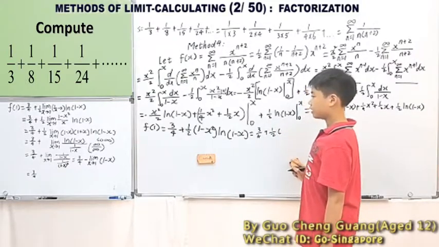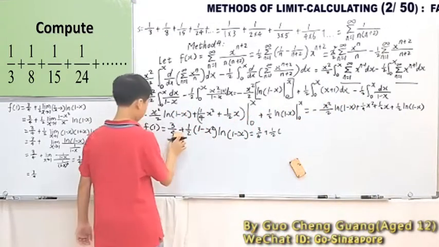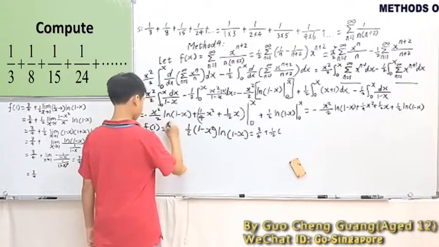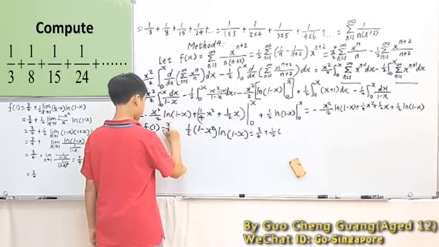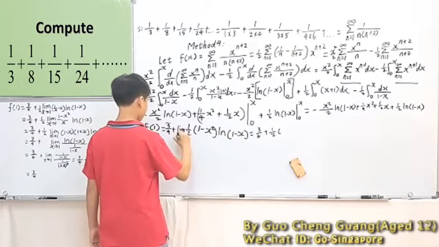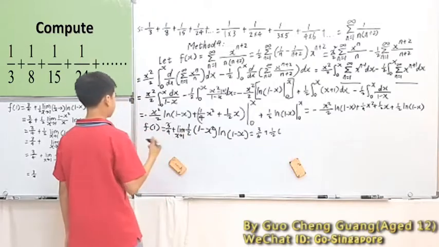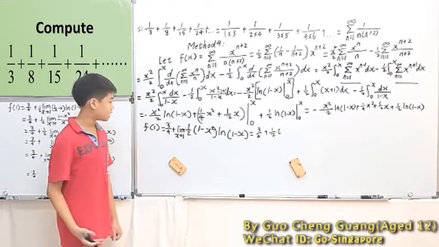But wait a second, I think something is missing. Well, of course, the limit. You'll need x approaches to 1 something. Is it plus or is it minus?